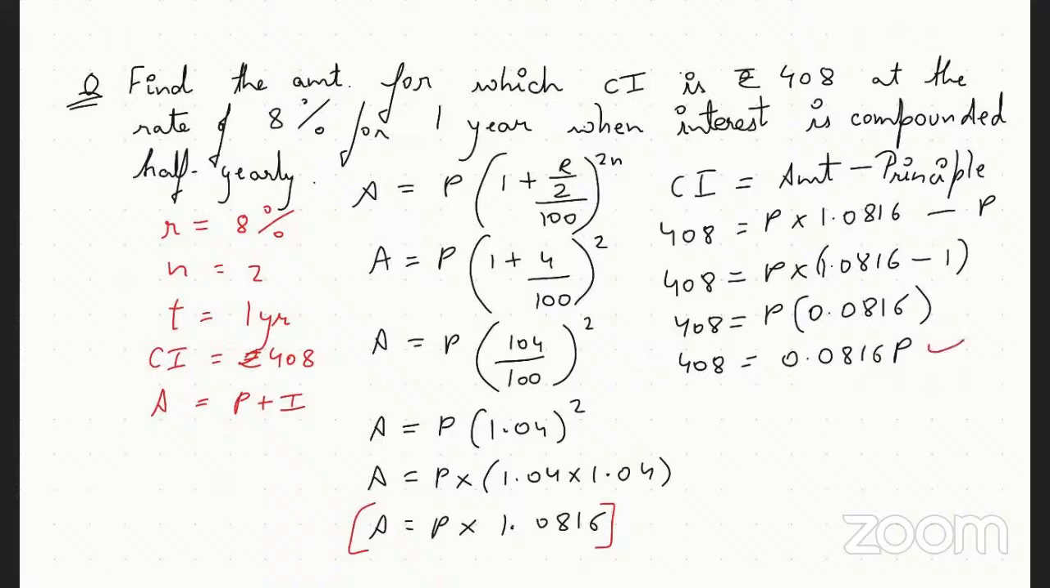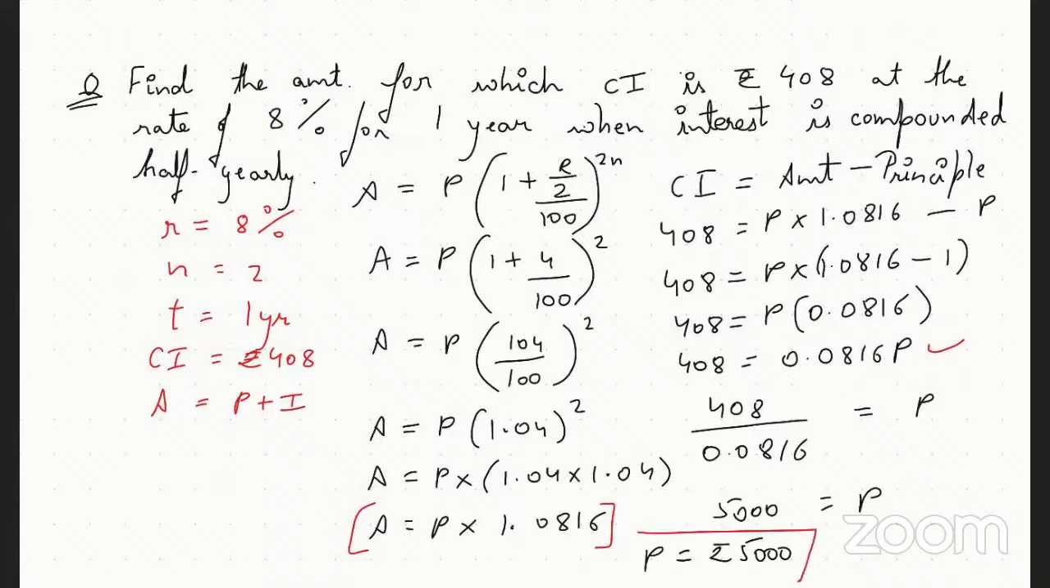Then after this, what I will do is keep the variable on one side and the rest on the other side. So I'm solving this. It will become 408 divided by 0.0816 equals principal. When you divide this, you will get 5,000 as your principal. So P will be rupees 5,000. We have to calculate P in this question. It will come to 5,000. Okay, that's how we solve it.